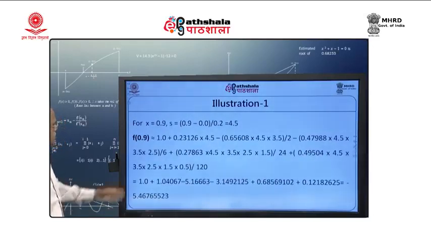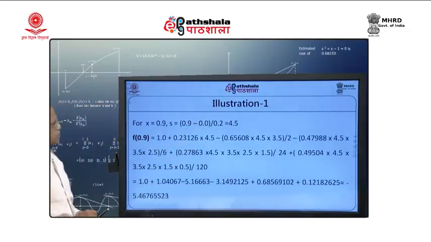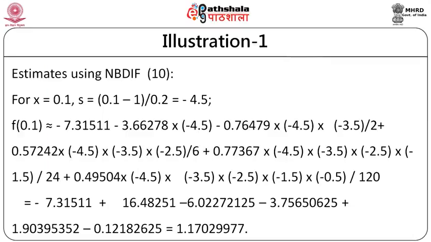Similarly, we can find f(0.9) in the same manner, and we just have to change the value of s as 4.5, and the rest of the things will be as in the earlier cases. Now, we are using the backward difference interpolation formula. In the backward difference interpolation formula we have to change the formula, and we start with x_n and so on and so forth.